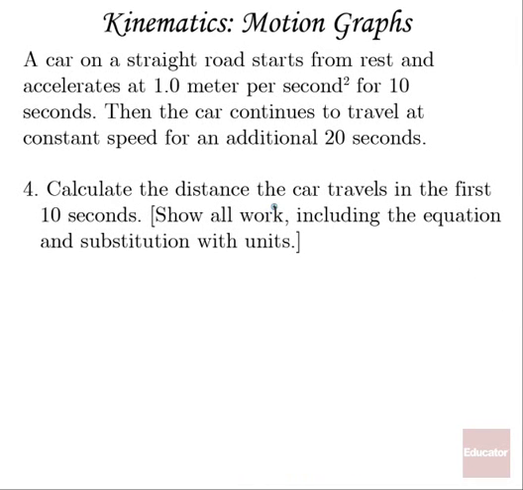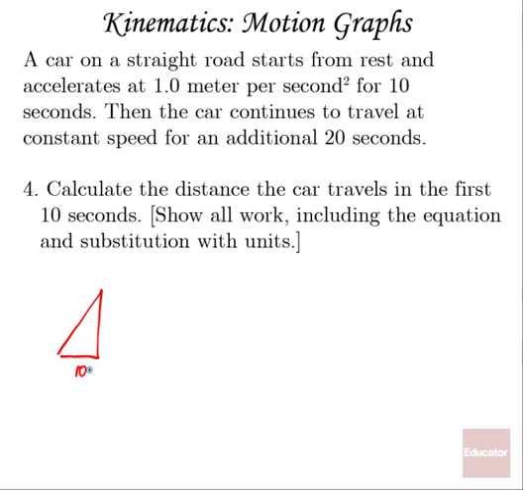Number 4 says calculate the distance the car travels in that first 10 seconds. And there's a couple ways we could do that. You could take the area under the graph, or you could use your kinematics. Since we're talking about motion graphs, let's take the area under the graph in that first 10 seconds of the graph. And the shape there is that of a triangle.